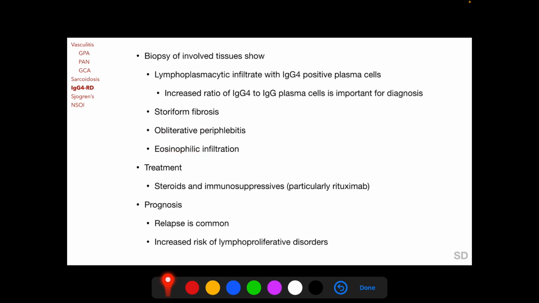Treatment is with steroids and immunosuppressives, particularly rituximab, which is an anti-CD20 antibody, and CD20 is present in B cell lineage. Relapse of IgG4-RD is common after treatment, and there is an increased risk of lymphoproliferative disorders.